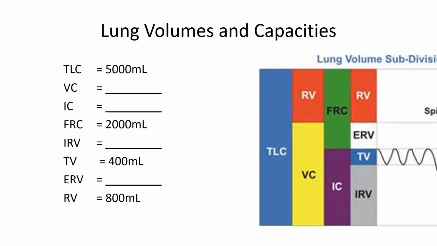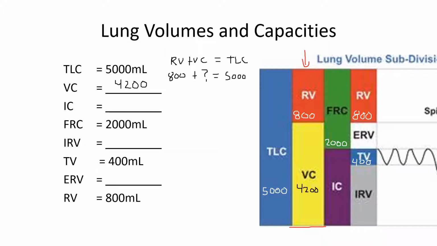Last one. This one's a little bit different. So we're given TLC this time, FRC, TV, and RV. So just plug them in where they belong. So let's solve for VC first in this column. I know everything needs to be 5,000. I already got 800. What's the difference? 4,200. All right, let's go down this column.